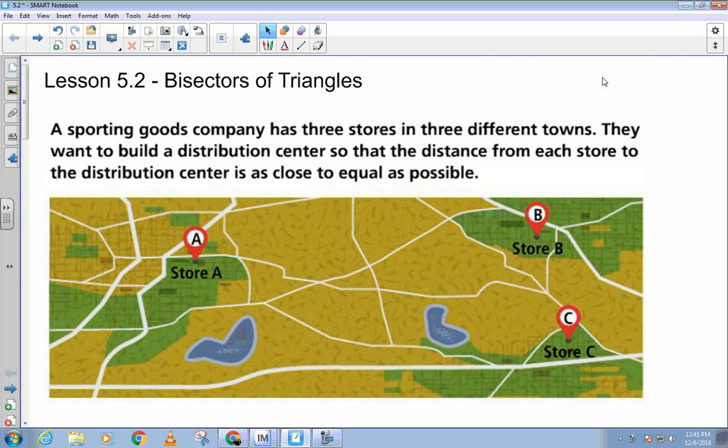A sporting goods company has 3 stores in 3 different towns. They want to build a distribution center so that the distance from each store to the distribution center is as close as possible. So we want to find a point where they could put the distribution center so that they would be equidistant to all 3 stores.